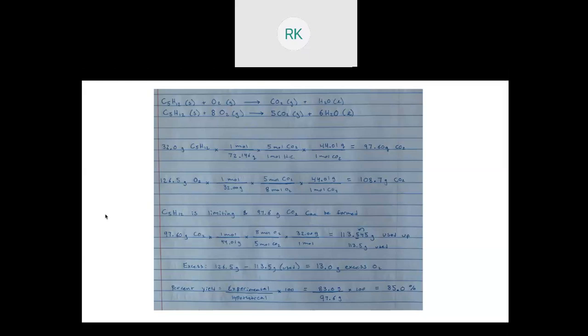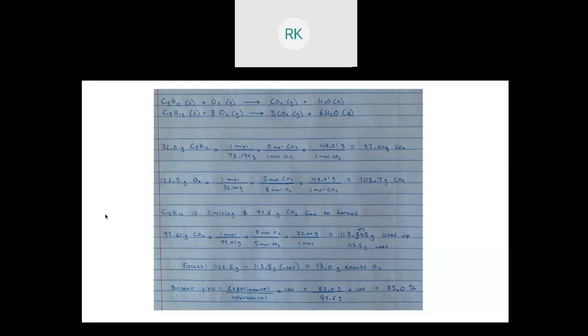And so to find the excess amount of O2, you take the starting amount, 126.5 grams, you subtract the amount of oxygen that you used to form the products, and that gets you your excess, which in this case is 13.0 grams. Okay? And just the percent yield part is at the very bottom. Again, I apologize. I wrote 83 grams of water. Just pretend it said CO2.